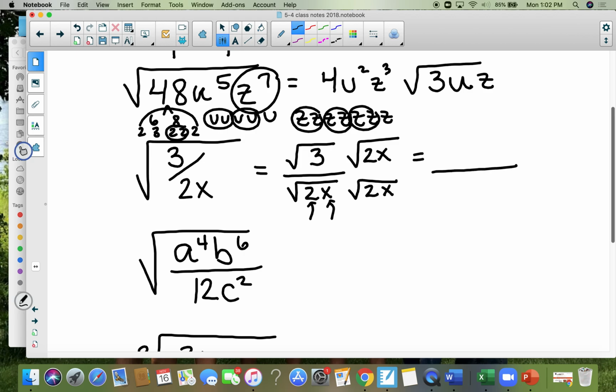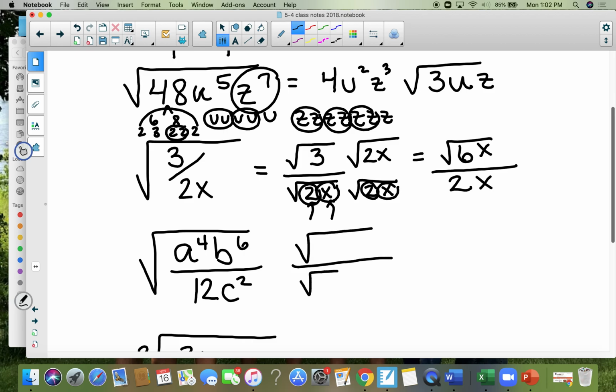So I have to multiply the top and the bottom by that. So that means I have 2 2's, and for every 2 2's, take one out. I have 2 x's, for every 2 x's, take one out. I no longer have a radical in the denominator, and the top is just going to be the square root of 6x. Final answer.